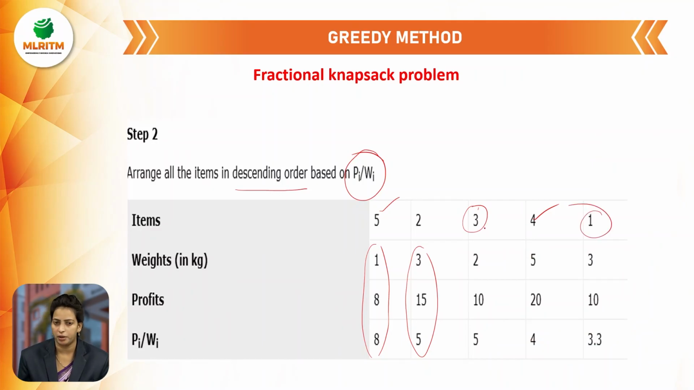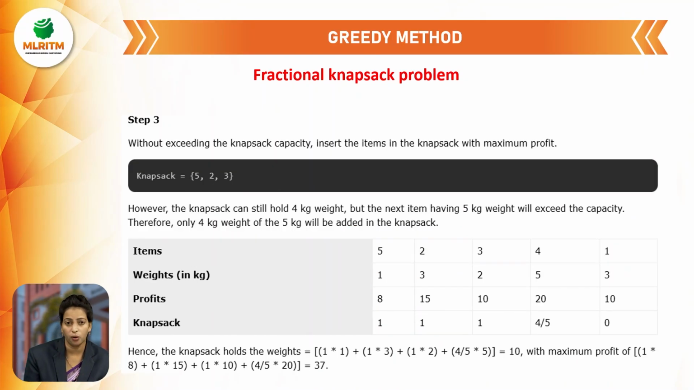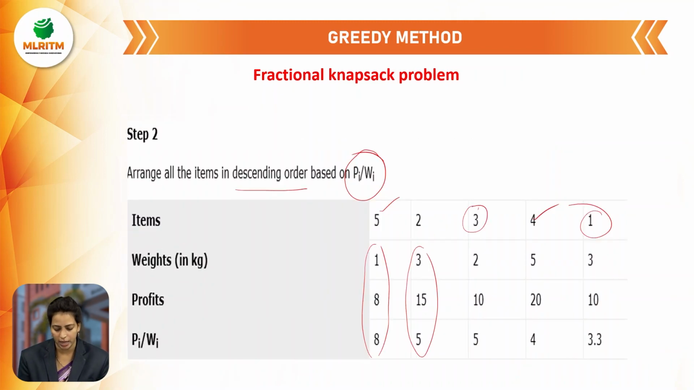So this way, arranging all the items in decreasing order based on their P by WI ratio. Now we are ready to place the items into the knapsack. So what is the main condition? Without exceeding the limit of the knapsack. That means limit of the bag. Okay. So first, which item is placed? Fifth item is placed into the knapsack.